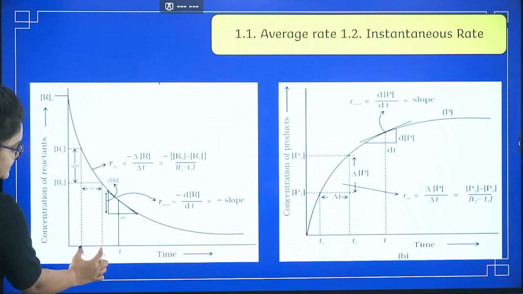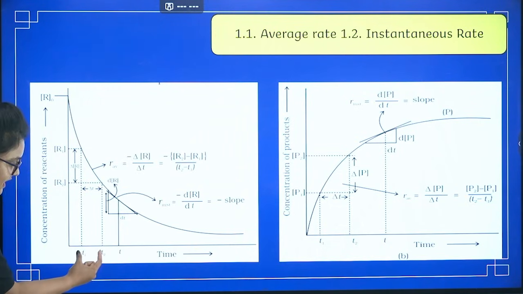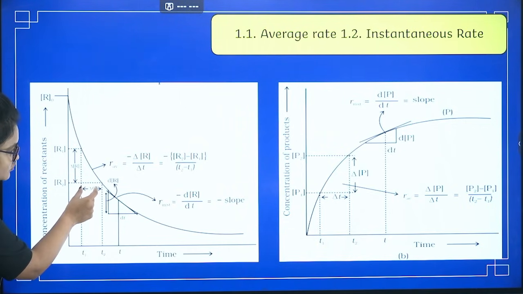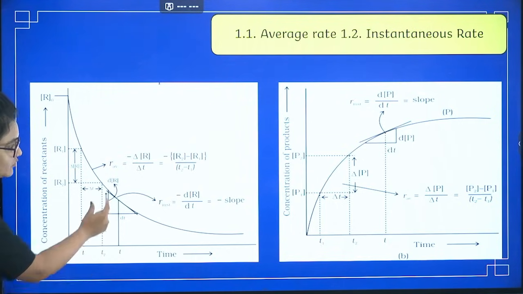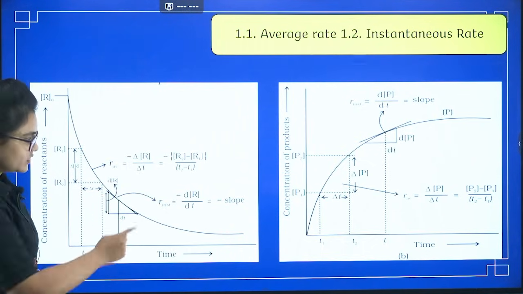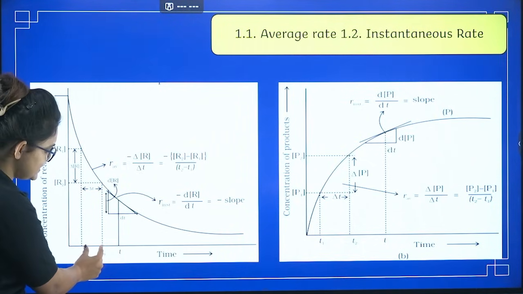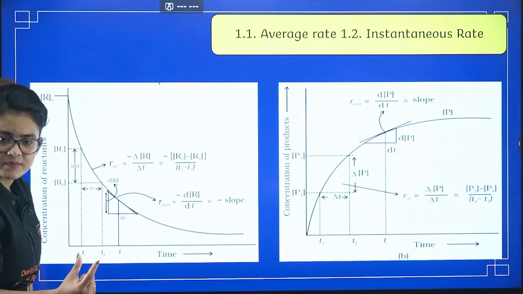So during this particular time lag, I want to find my rate. T2 minus T1, that is the delta T. I have to find my rate within this time zone only, right? That will represent the average rate. You can see it is a considerable amount, this much gap, right?